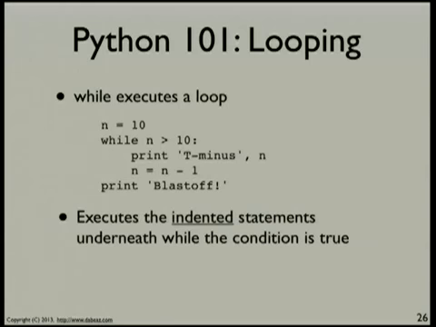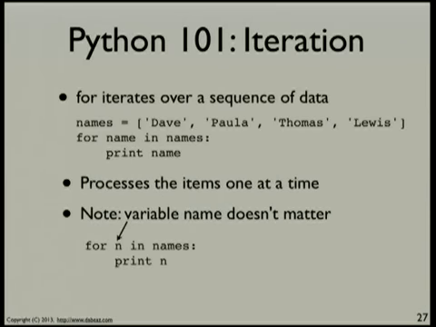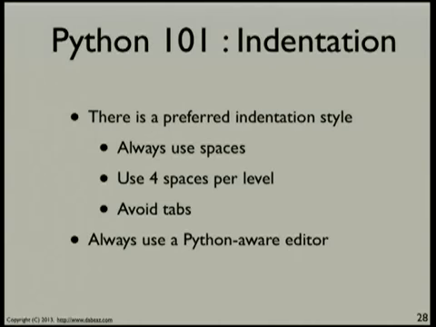There's a while loop, which basically just executes the indented statements under it as long as some condition is true. And then there's a for loop, which is used to iterate over data. Okay, so this is like if you have a list of names or something like that, the for loop will process those one at a time, going over data.